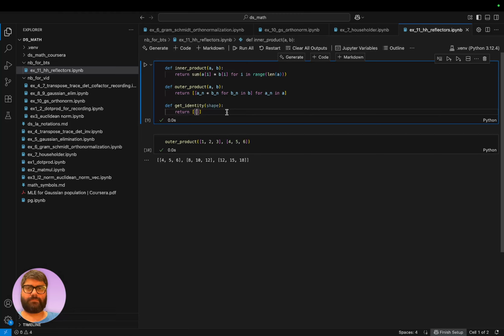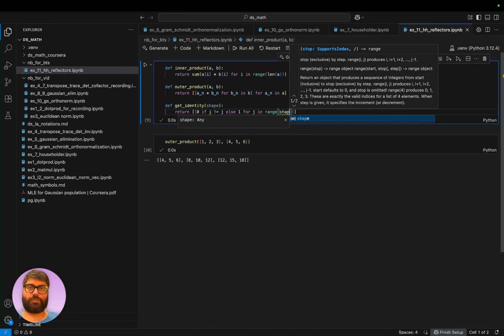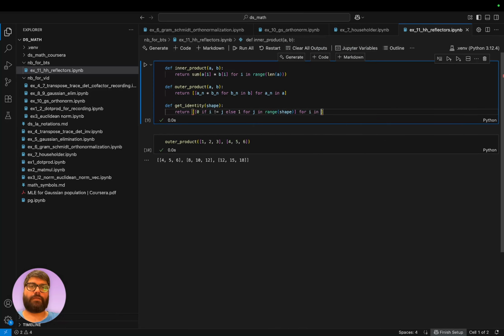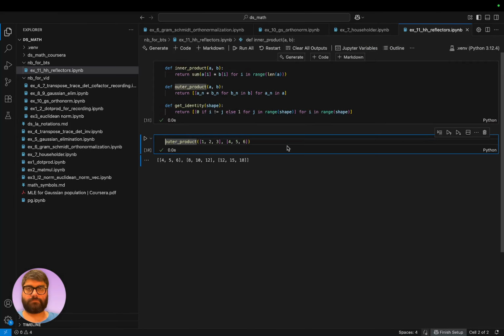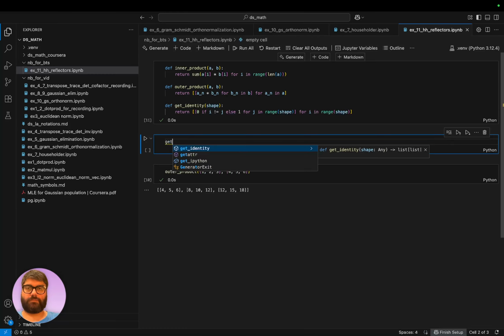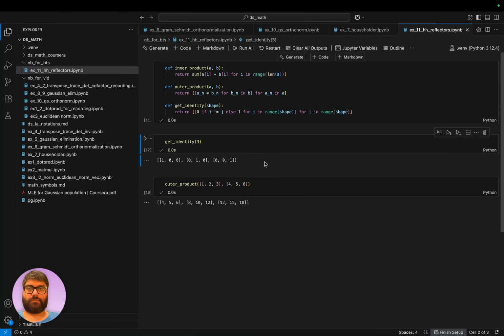Alrighty. Get identity: 0 if i not equal j, else 1, for j in range shape, for i in range shape. Let's get an identity matrix and test this out. 1 0 0, 0 1 0, 0 0 1. Yep, correct.